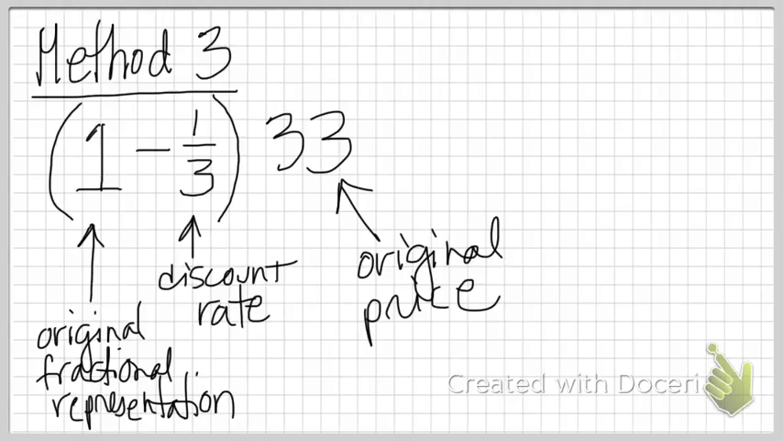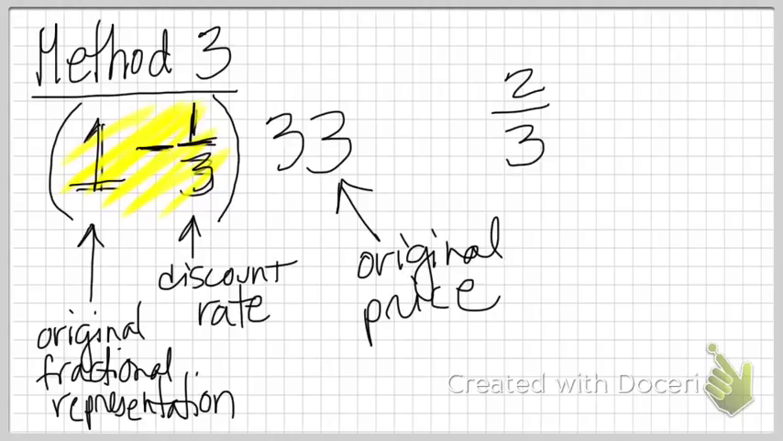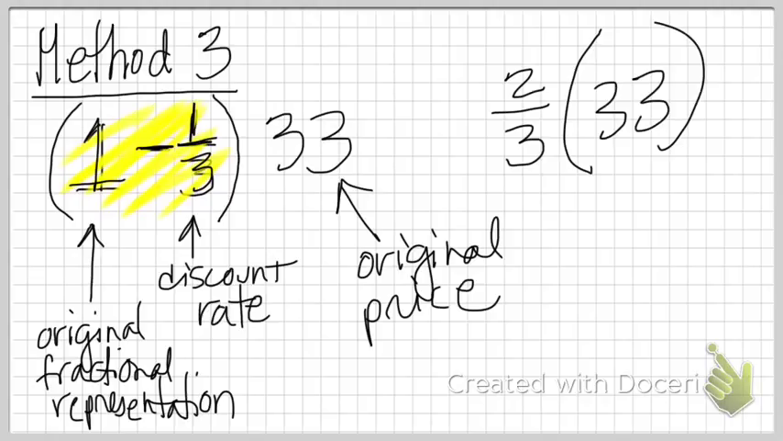Now again, with method 1, the first thing we do is find out what fraction of this price we're going to be paying. That's going to be, of course, 1/3. 1 whole take away 1/3 equals 2/3. So if we multiply 2/3 by our original price, which is 33, we know that equals 22, because each third of 33 is 11. Take it away, and we have 22.